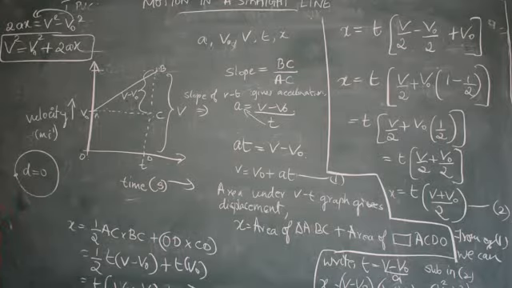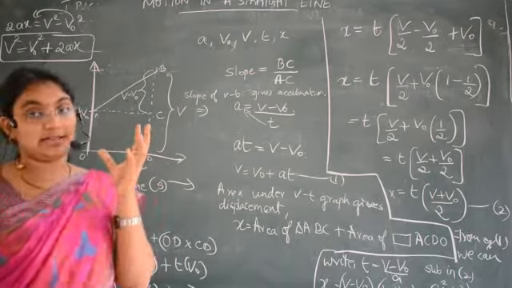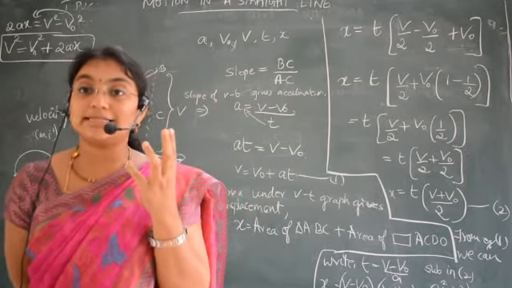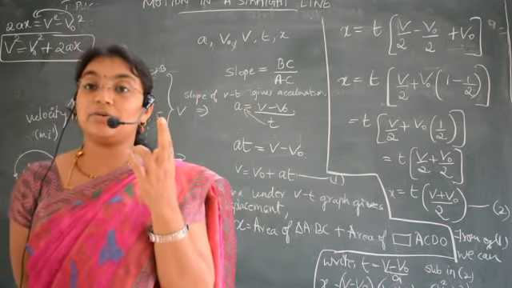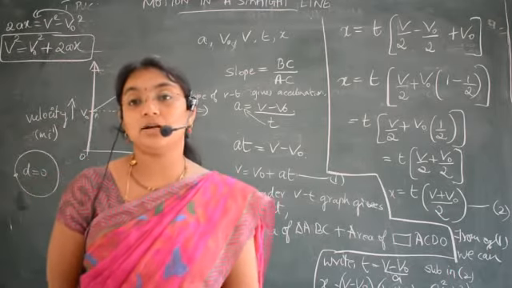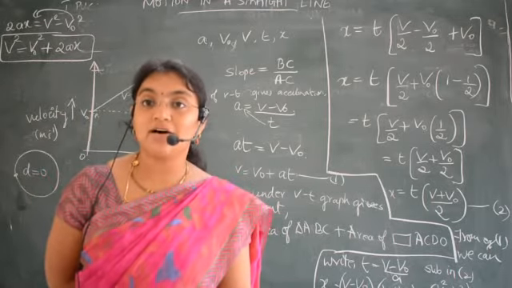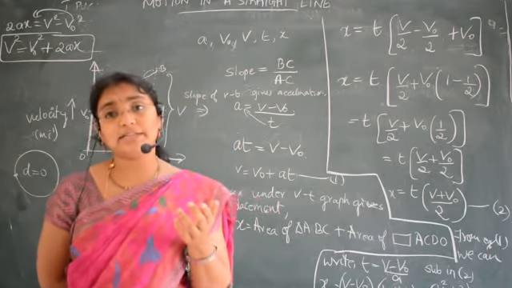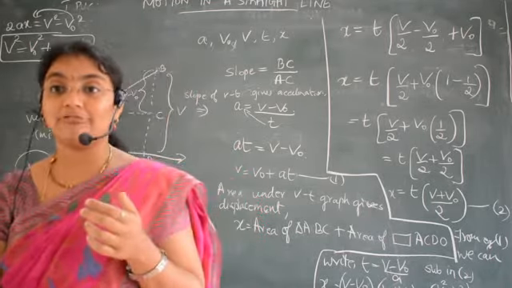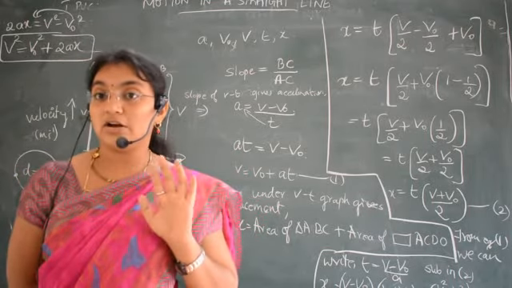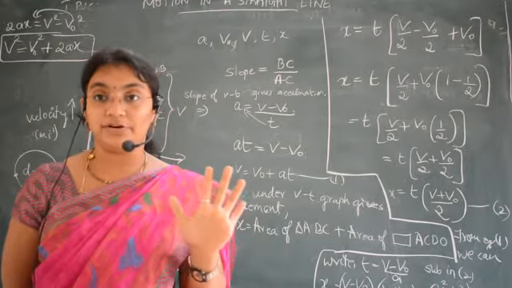The next method, what is that? It is deriving these three expressions. One is V is equal to V naught plus AT, V square is equal to V naught square plus 2AX, and X is equal to V naught T plus half AT square. These three can be derived in some other format also, that is the calculus method. That method is there in your textbook, but we are not going to solve it. It will not come for your exam.